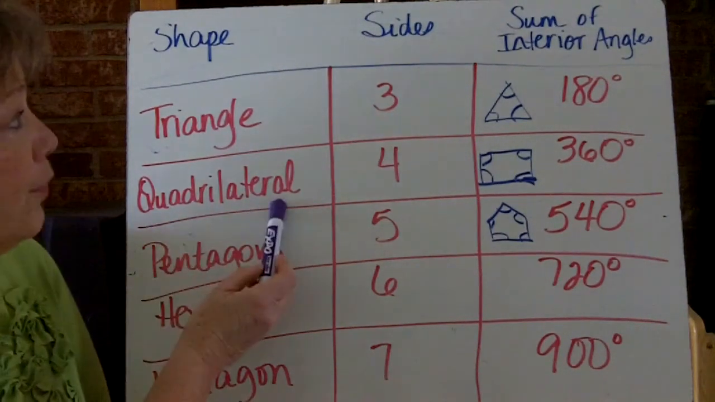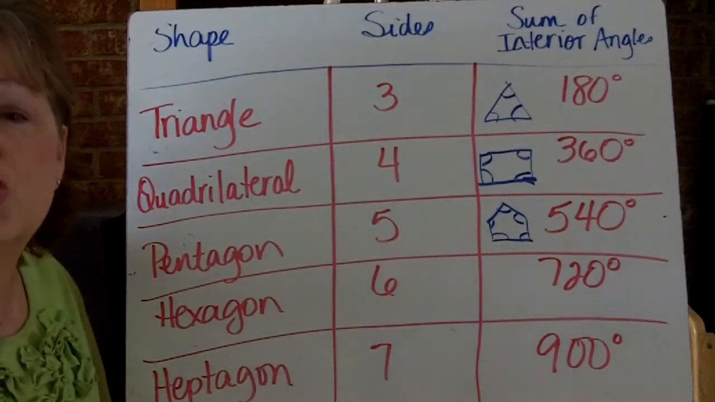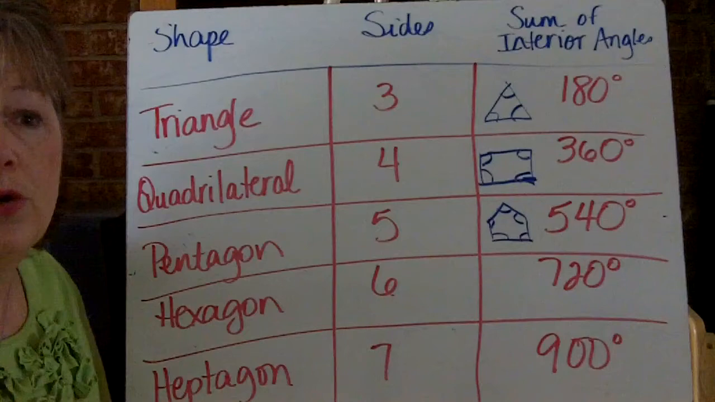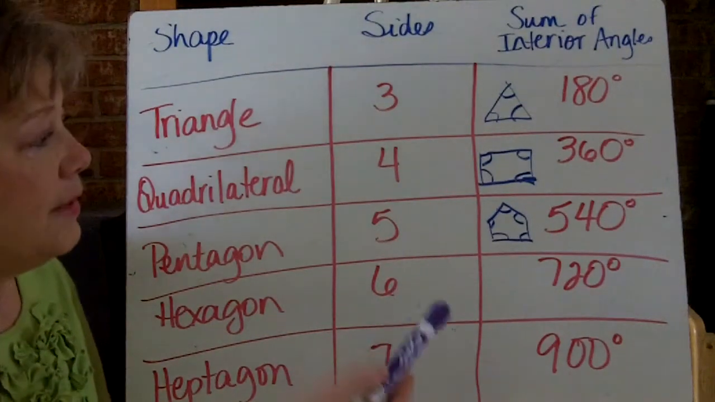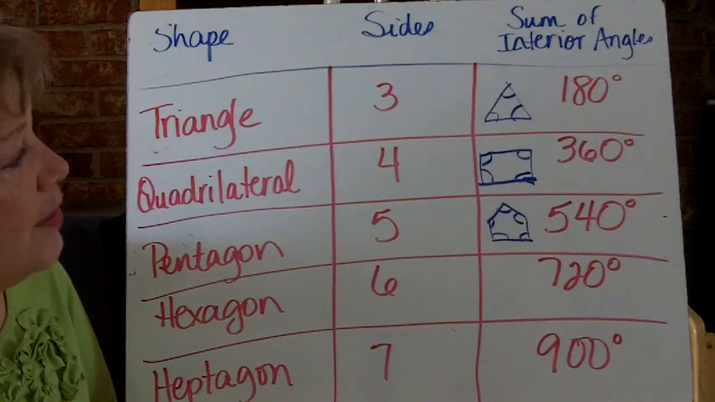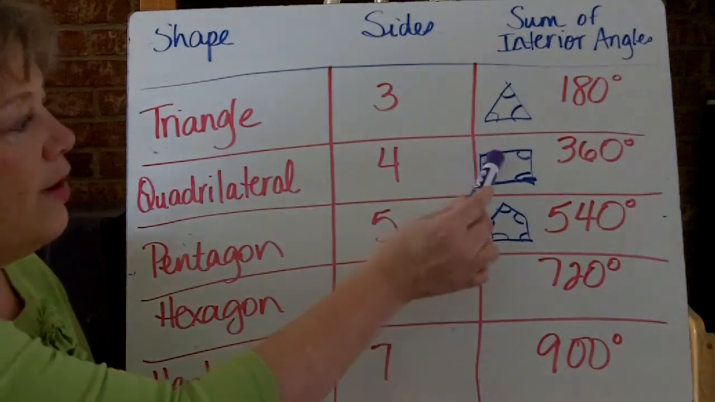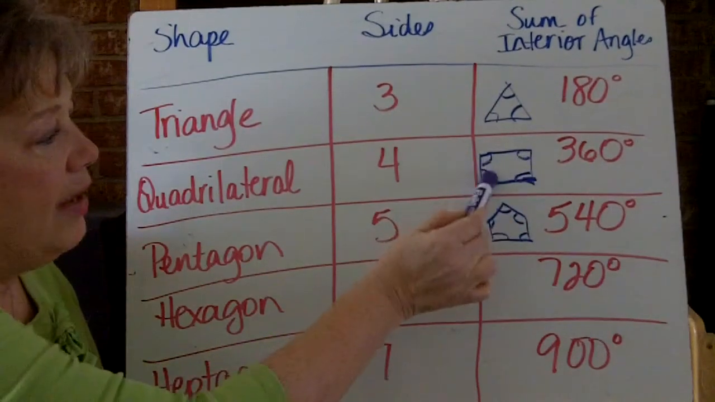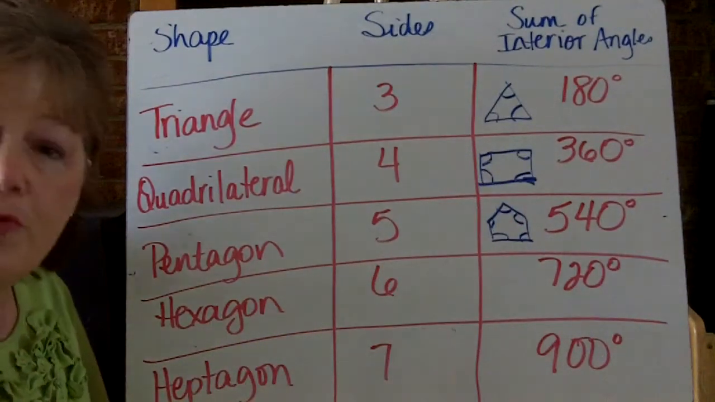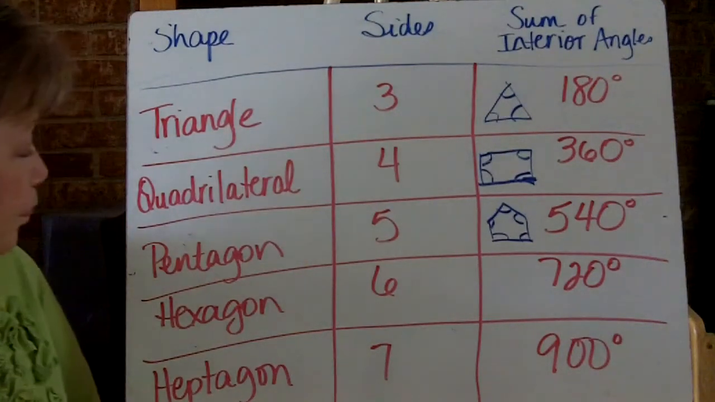On a quadrilateral, the shape has four sides. That would be like a square, or a rectangle, or a rhombus, something like that. The interior sum of their angles is 360 degrees. So I've marked again where we see their angles, and all four of those angles add up to 360 degrees.